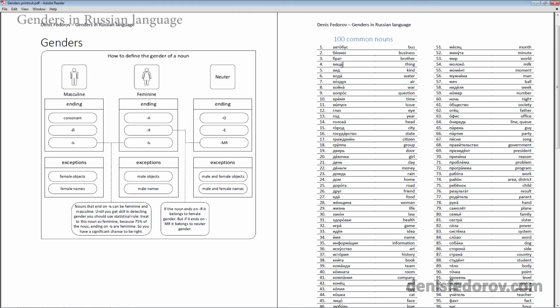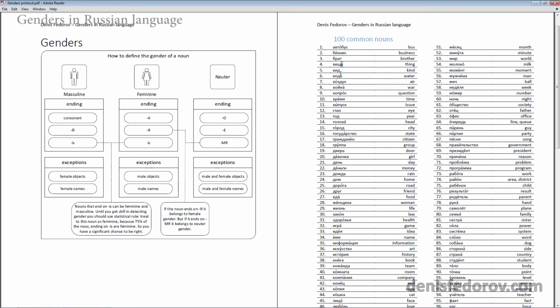Вещь, thing. Its last letter is soft sign. Words that have soft sign as their last letter may belong to masculine or feminine gender, but according to our statistical rule, we treat this noun as feminine if we are unsure about the gender of this noun. And we are actually right, the statistical rule works here. So, вещь is feminine.